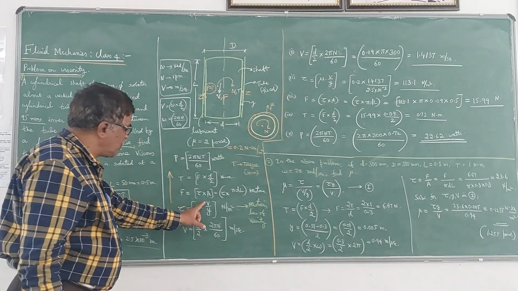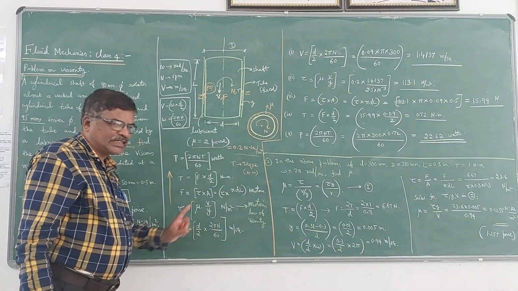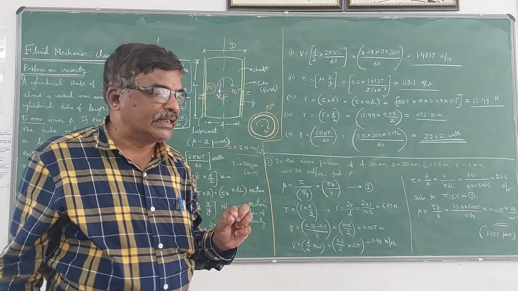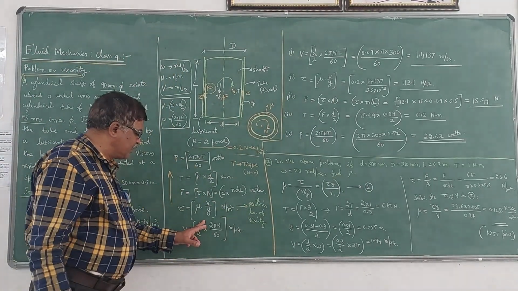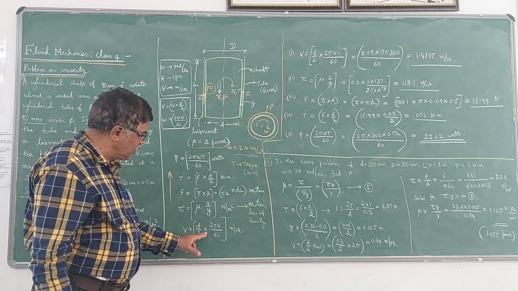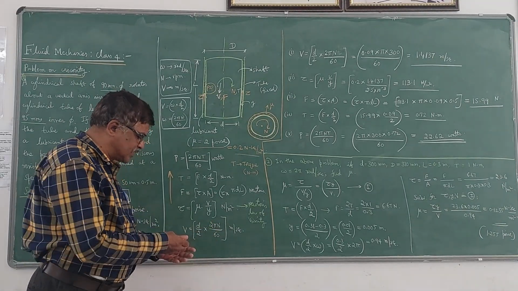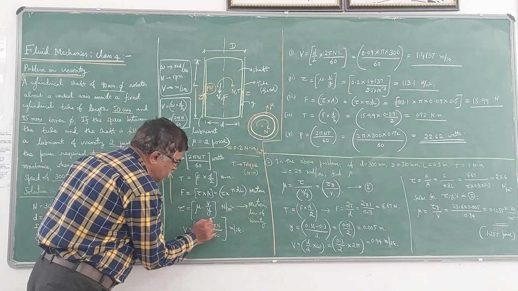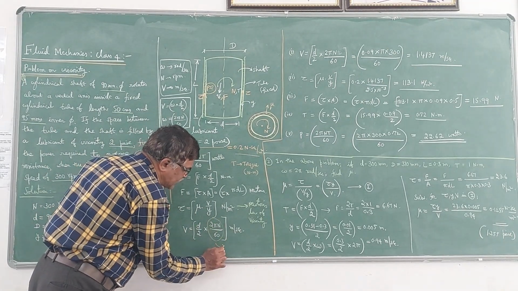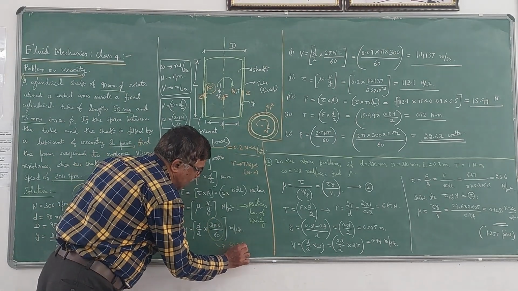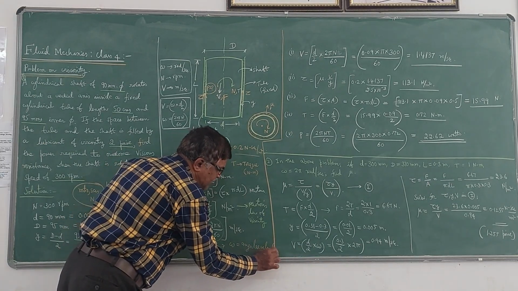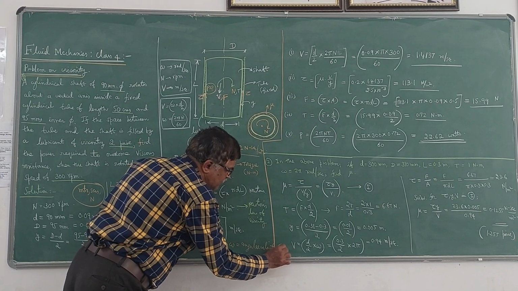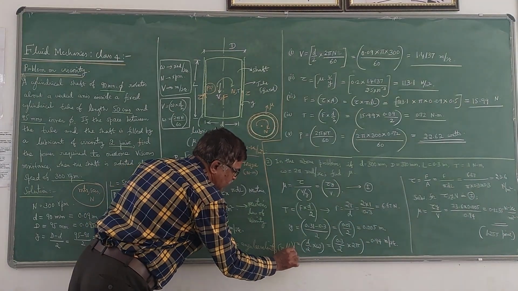And here to find this v, since n is given, there is a relationship between v and the radius. So this is the relation: v by radius, that is v by d by 2, equals 2 pi n by 60. Please note that this 2 pi n by 60 can also be called omega, the angular velocity. So velocity you can express in three ways. This angular velocity is expressed in radian per second.